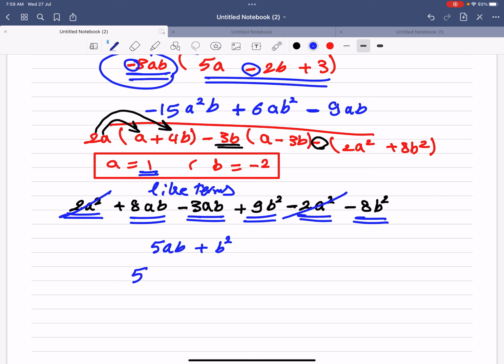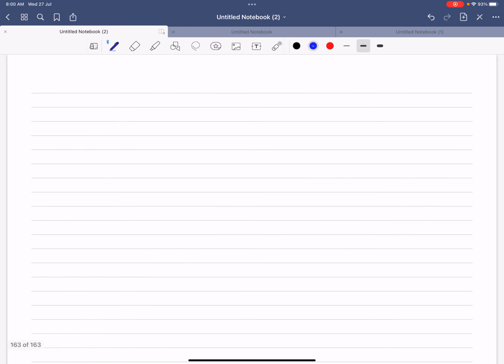So the 5 stays as it is because it is our coefficient, multiplied by a, which is 1, multiplied by b, which is negative 2, plus b replaced by its equivalent value, which is negative 2 power 2. So it's going to be negative 10 plus 4, so you have to subtract, which gives negative 6. Okay, let's go to another point.